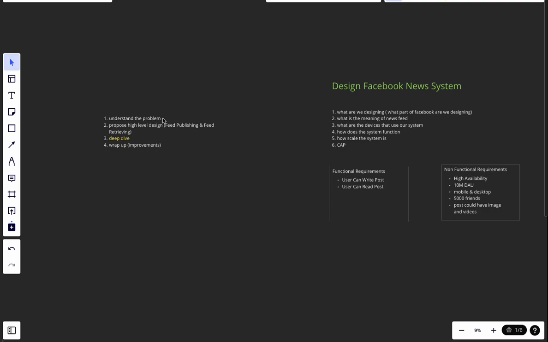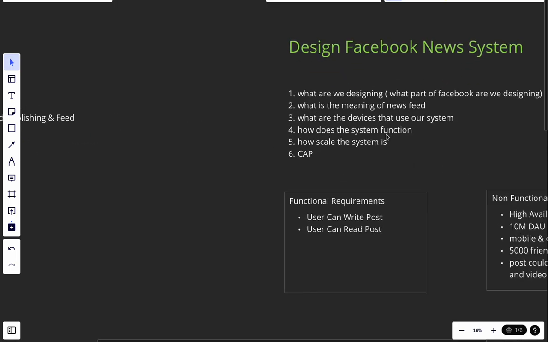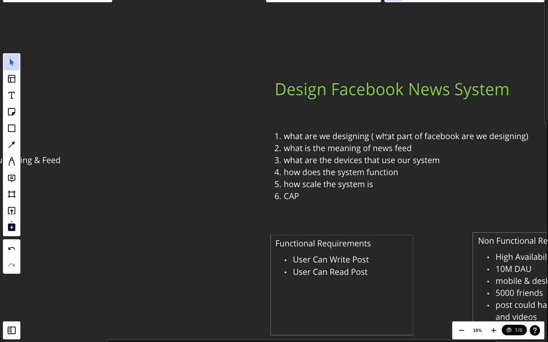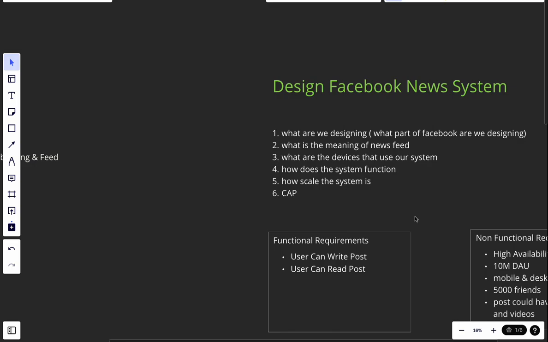And by understanding the problem, maybe we have 6 questions that we want to ask. First of all, what are we designing? What is the system that we are designing right now? And the second, we talk about the meaning of this specific functionality, of this newsfeed, this video uploading, this chat system, things like that. Another thing that we want to talk about is the devices that use our system.